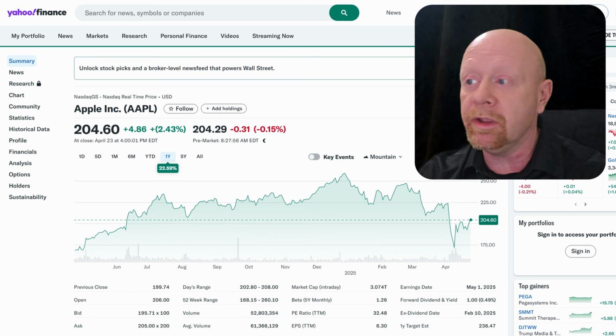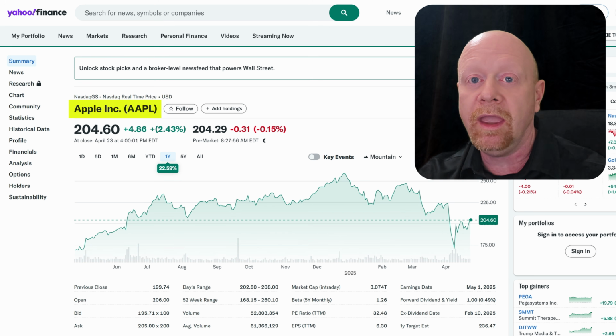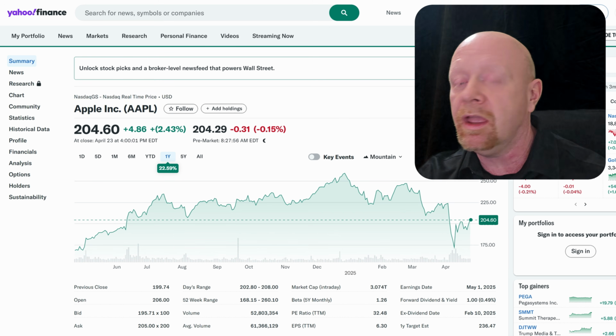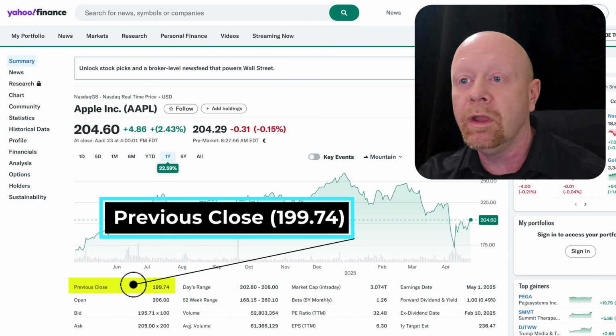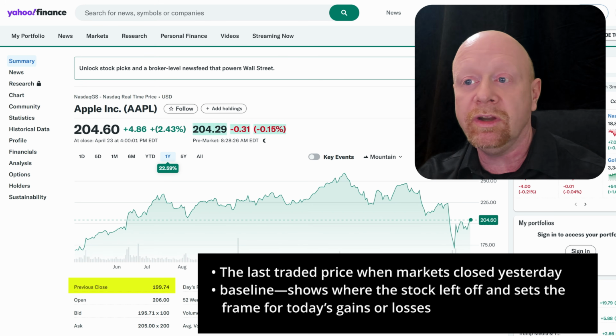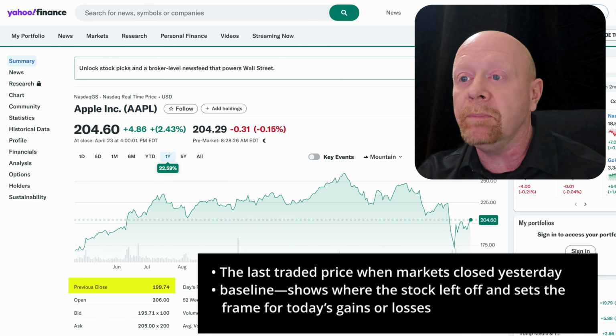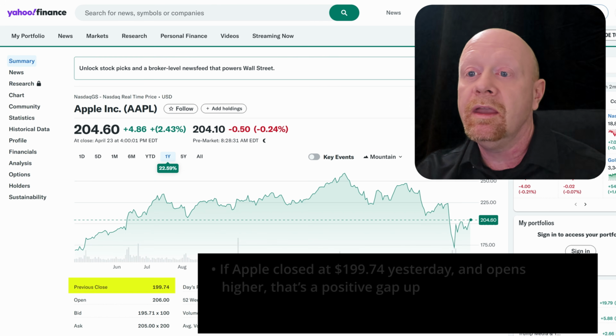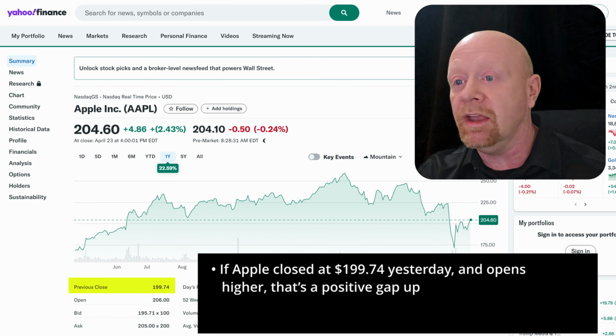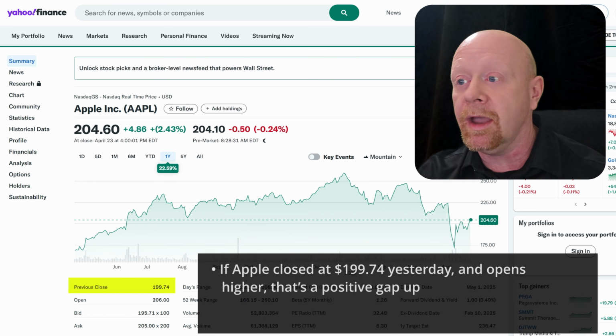Okay, so here we're looking at Apple, ticker symbol AAPL. So we'll start with the very first thing. Previous close, $199.74. What it means: this is the last traded price when markets closed yesterday. Why it matters? Well, it's the baseline. It shows where the stock left off and sets the frame for today's gains and losses. A quick note, if Apple closed yesterday at $199.74, then it opens higher today, and that's a positive gap up.